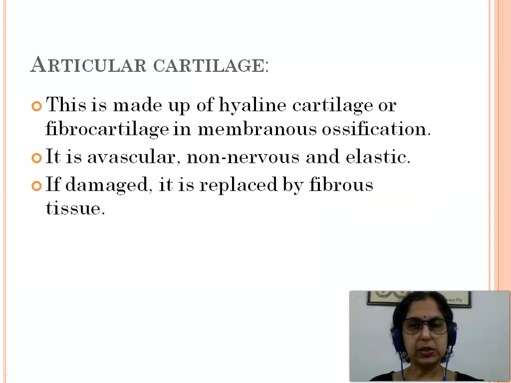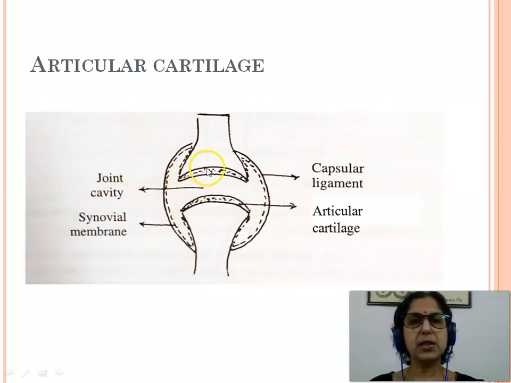Articular cartilage. This is made up of hyaline cartilage, or fibrocartilage in membranous ossification. So bones which are formed by endochondral ossification show presence of hyaline articular cartilage, while those which form by membranous ossification show fibrocartilage. This cartilage is avascular, non-nervous and elastic, and if damaged, it is replaced by fibrous tissue. So what we see here is the articular cartilage.